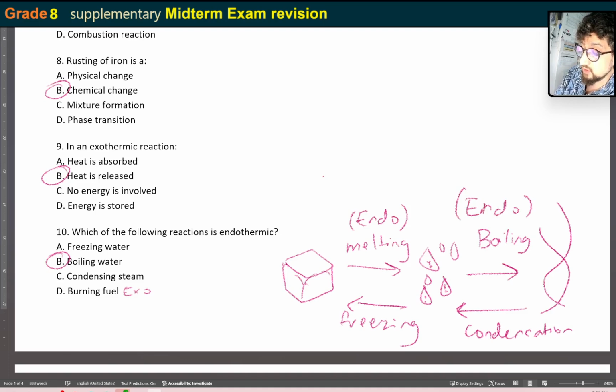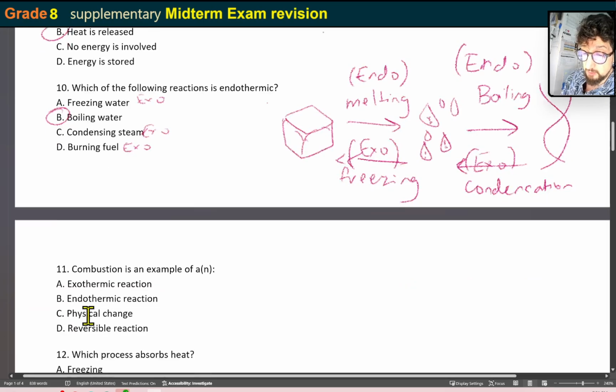You're giving it energy. However, when you turn the gas into a liquid, gas has a lot of energy. Liquid has less energy. So that is exo. The gas has to lose energy to become liquid. And likewise, the liquid has to lose energy to become solid. So both of these are exo, the bottom. Both of these are endo. So which one is an endothermic reaction? That is boiling. That's endothermic. That's exo, and that last one is exo. I hope that makes sense.